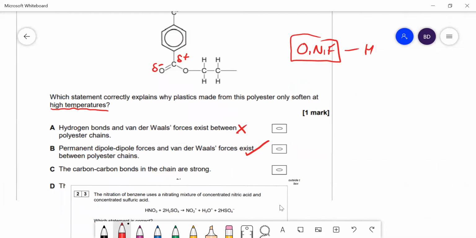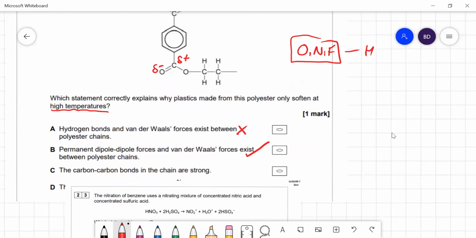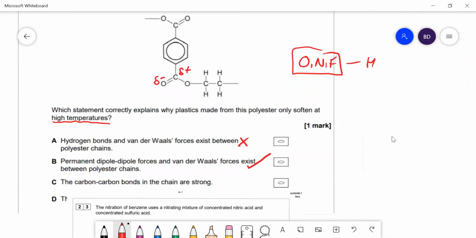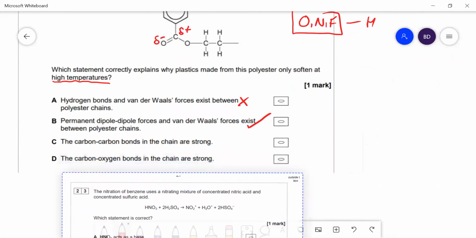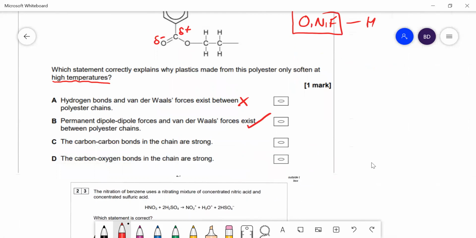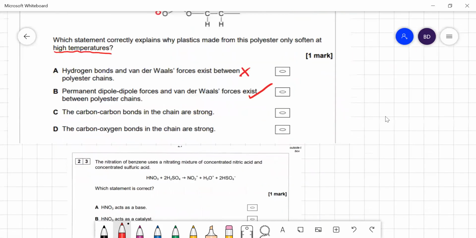The carbon bonds in the chain are strong, yeah, but when you melt it, you're not breaking those. You're not actually breaking any covalent bonds. You're just breaking intermolecular forces. So that's wrong. And D is also wrong because D says, I think, about oxygen. The carbon-oxygen bonds are strong, but they're not broken when you melt it. So that's neither here nor there, whether they're strong or whatever.